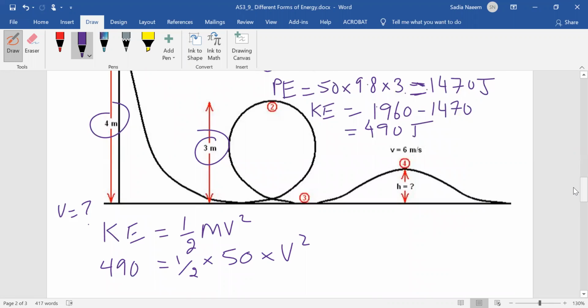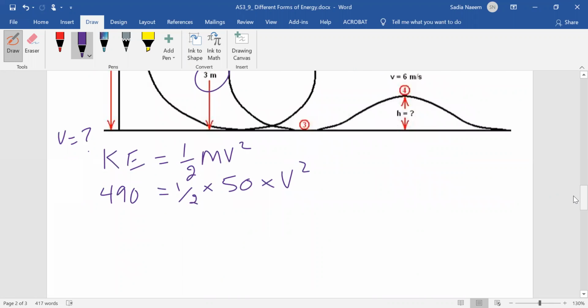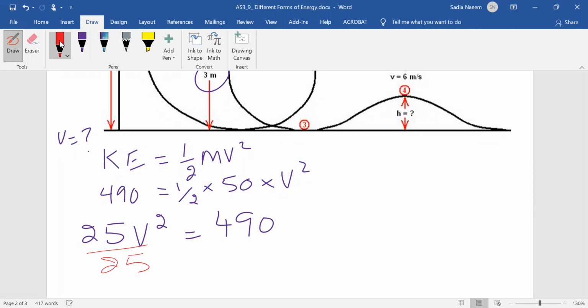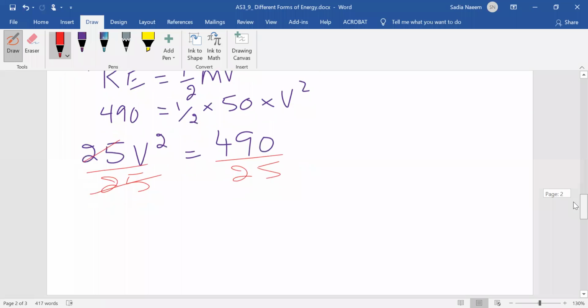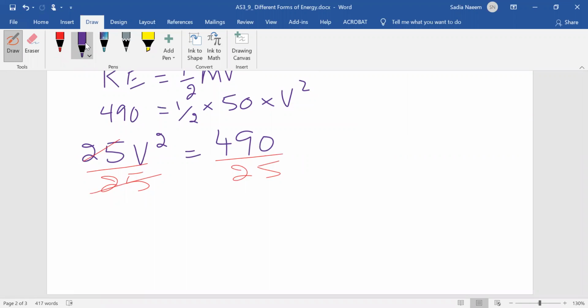So let me show you the algebra. Some students get confused, so make sure you pay attention. First, I'm going to multiply 50 times a half, which is 25, and flip the equation: 25v squared equals 490. Then I'm going to divide both sides by 25. So v squared is 490 divided by 25. Does anyone know how to get rid of a square there? We need v, not v squared. How do I get rid of that square?